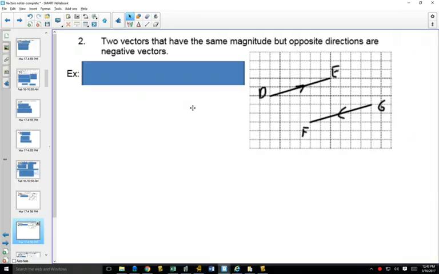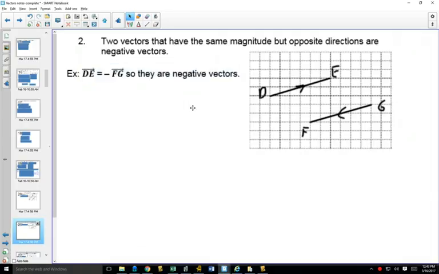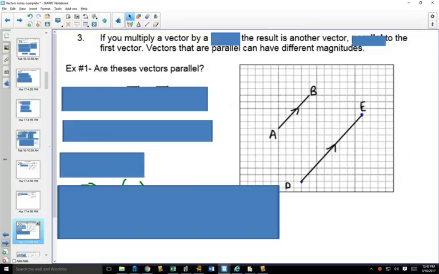That makes them equal. If they go in opposite directions, we call them negative vectors. D to E is equal to negative F to G. So if one goes one way and the other one goes the other way, but they're the same length, we call them negative vectors. And if you multiply a vector by a scalar, we get a parallel vector that is just longer or shorter than the first one. So are these ones parallel?